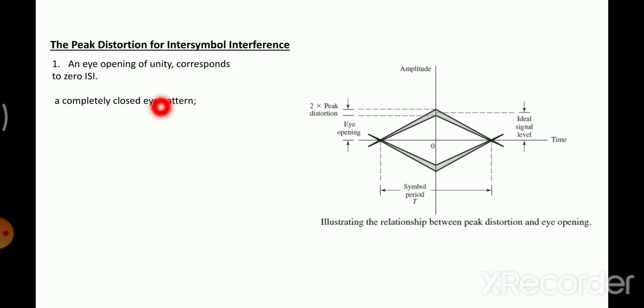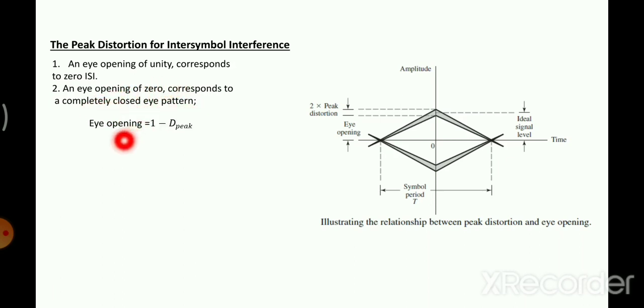And if eye opening is equal to 0, then it is a completely closed eye pattern. The sentence is not complete. See, the maximum value can be 1. Eye opening is given by this formula. An eye opening of 0 corresponds to a completely closed eye pattern.